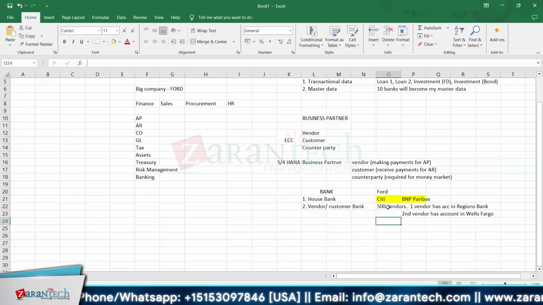In such case, we just need to create the bank key and give the account number in the vendor master. That is sufficient for us to handle such kind of payments. Partner bank, as you rightly mentioned.